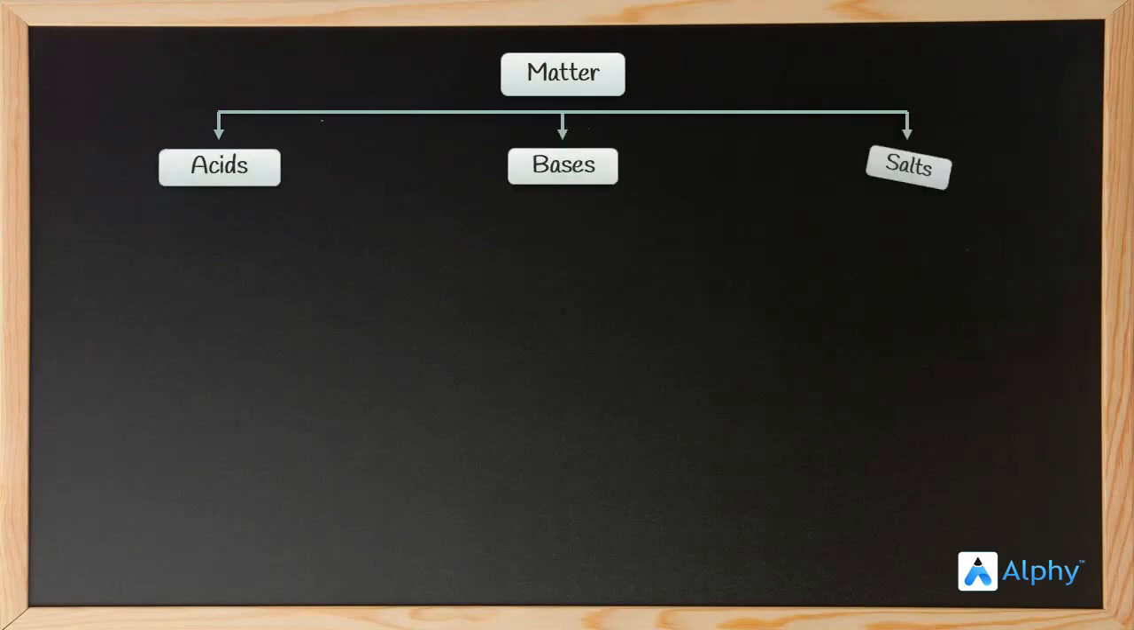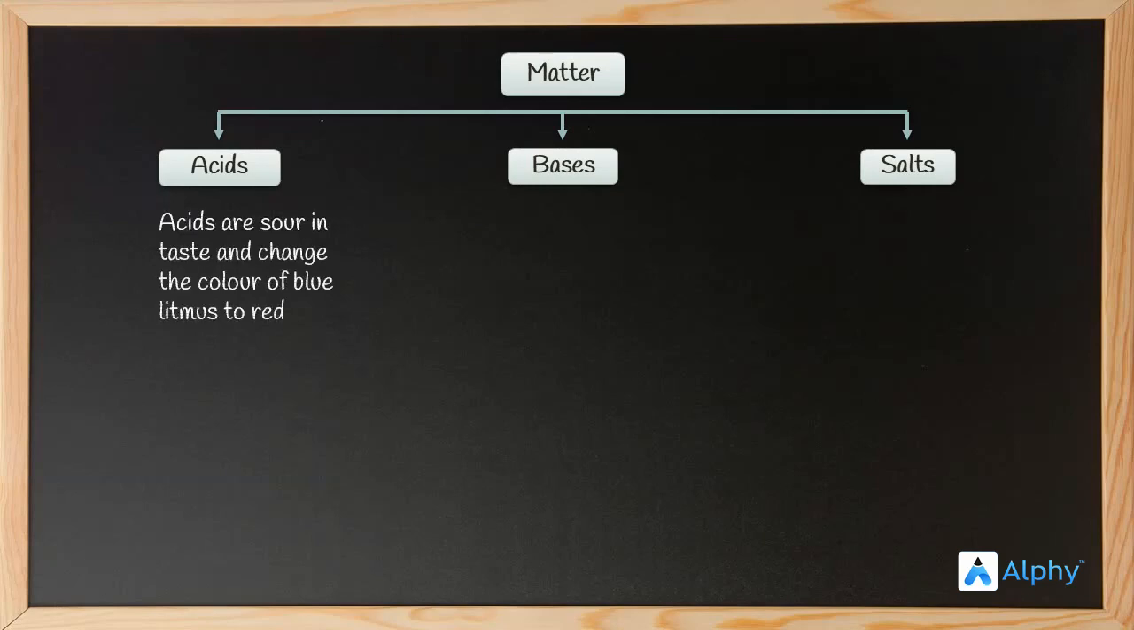Here it is. So basically matter is divided into three types: acids, bases and salts. It is a human tendency to classify everything, right? We humans classify matter into solids, liquids, gases, into acid, bases, salts and so on. Classification is better for us to remember things. So let's talk about acid, bases and salts here.